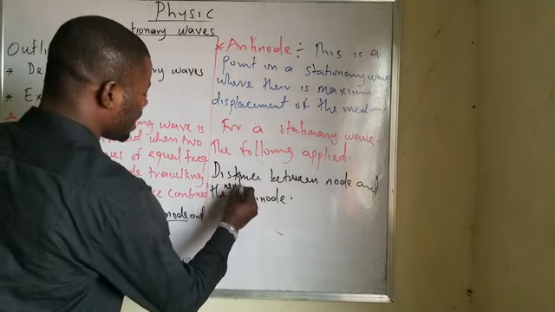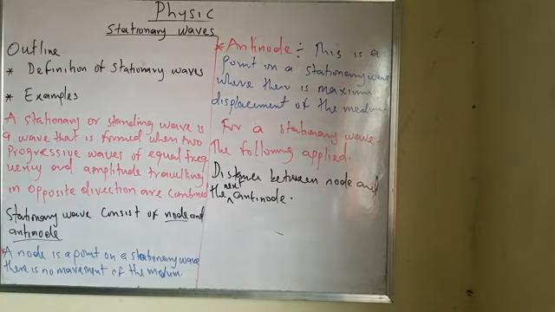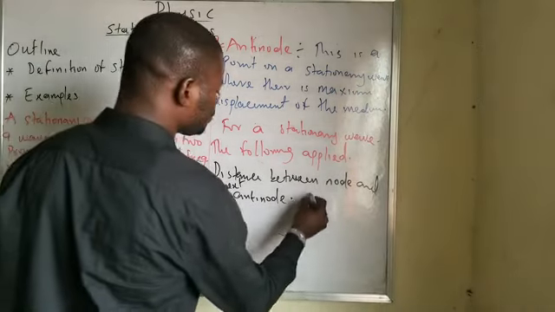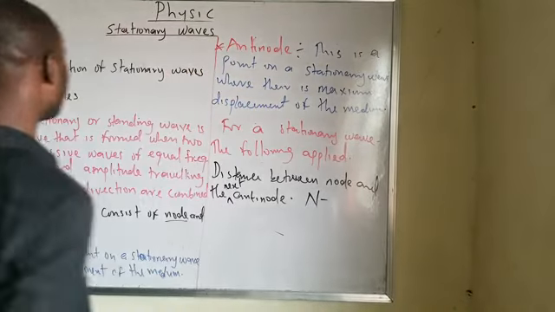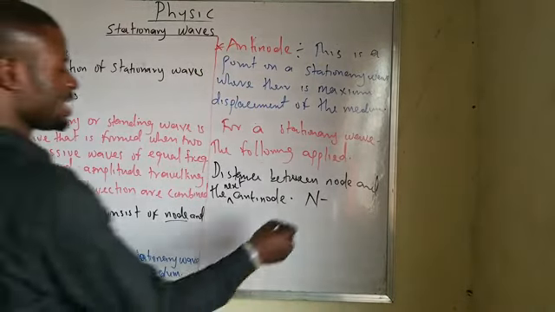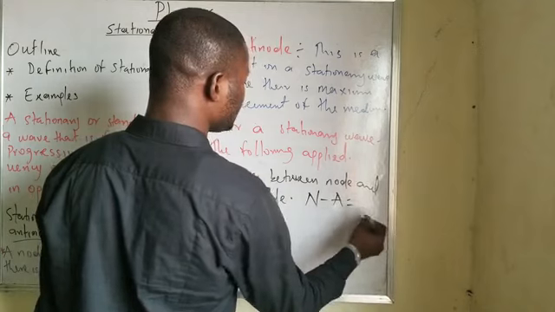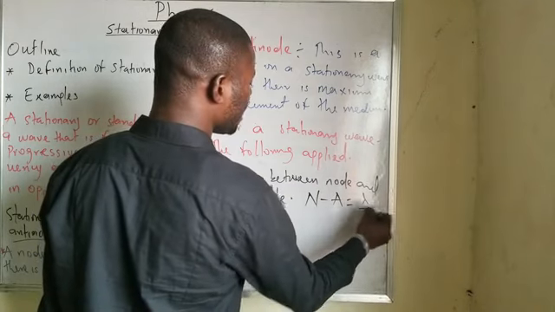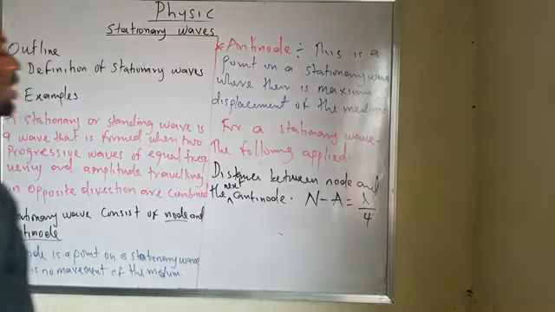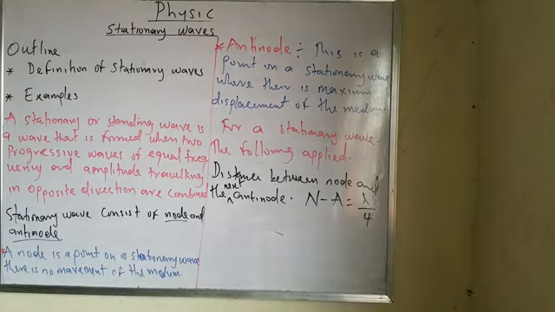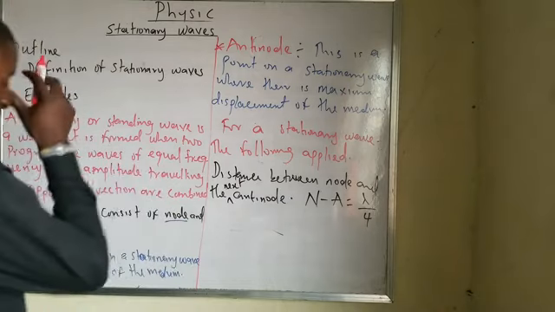Next antinode there. The next antinode will be N minus A, which in form of lambda means lambda all over 4. It means lambda all divided by 4. Now, the next thing I want us to understand here is the distance between successive node or antinode.